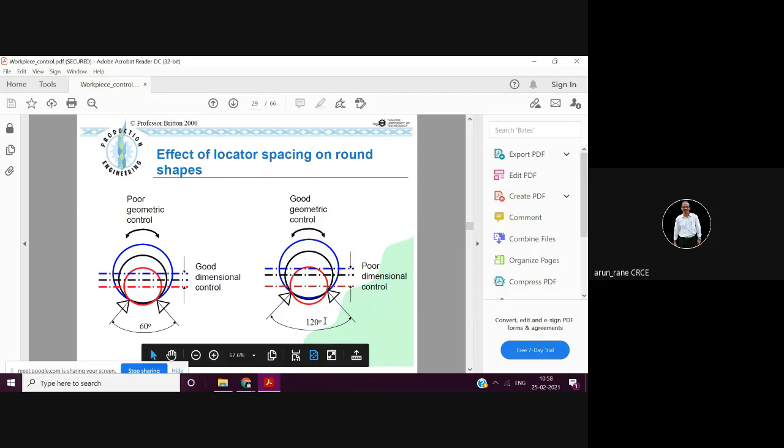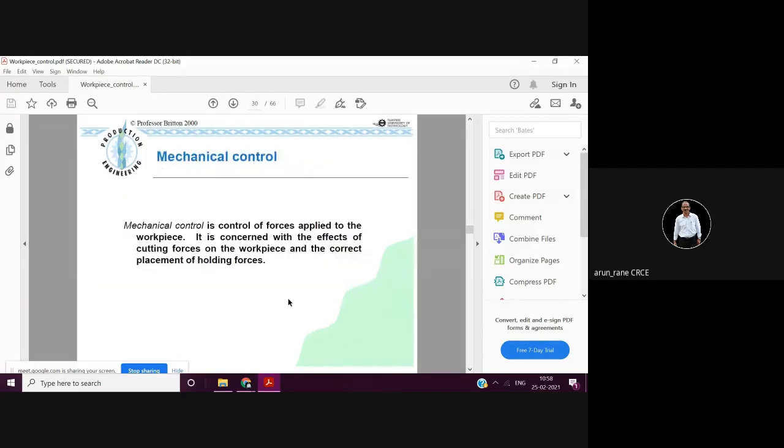Okay, so in 120 degree you will get good geometric control, but you will have to compromise on dimension control. So you have to decide whether dimension control is important or geometric control is. If I want a dimension of, suppose, 50 plus minus 0.02, then I will give importance to the dimension control. Then in that case I will compromise on geometric control.